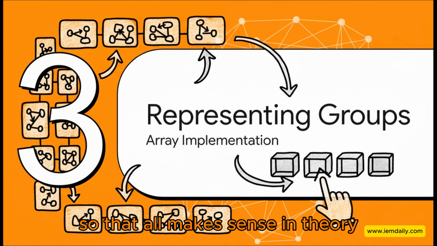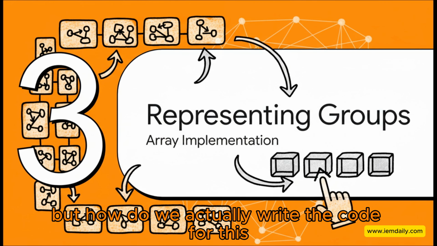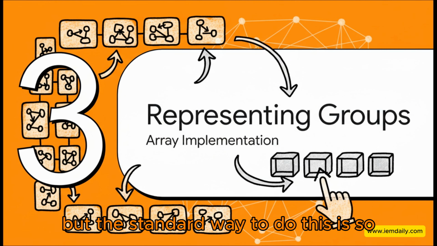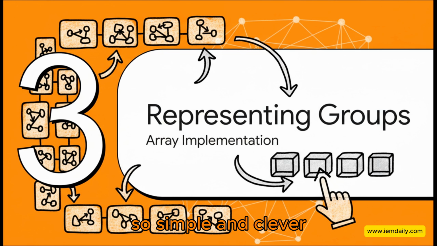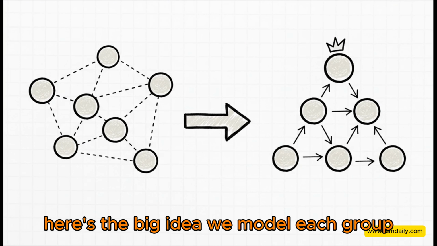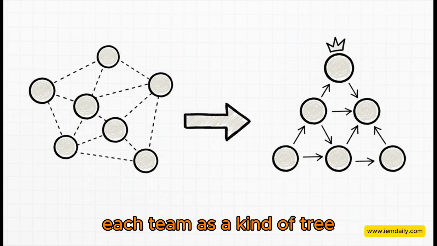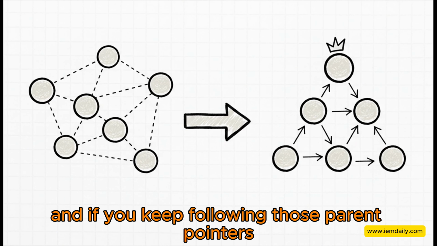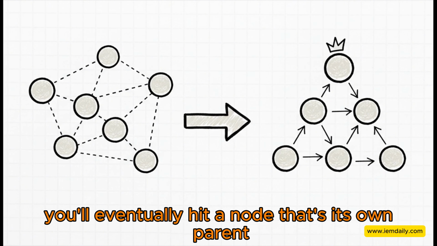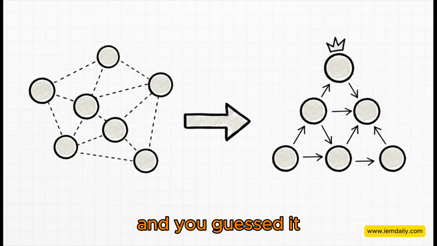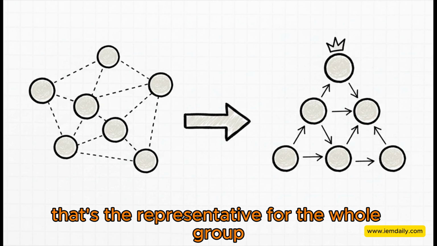Okay, so that all makes sense in theory, but how do we actually write the code for this? You might be picturing some complex, gnarly data structure, but the standard way to do this is so simple and clever. It all comes down to a single array. Here's the big idea. We model each group, each team, as a kind of tree. In this tree, every node just points to a parent node. And if you keep following those parent pointers up the chain, you'll eventually hit a node that's its own parent. That special node is the root of the tree, and you guessed it, that's the representative for the whole group.